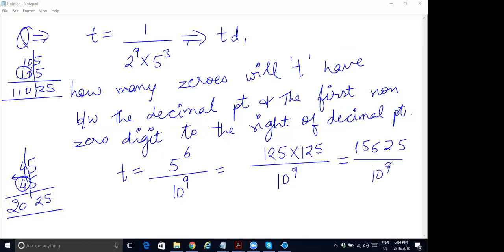So 5 tens will be consumed, 5 zeros will be consumed in these 5 digits, and the remaining will be 4 zeros.